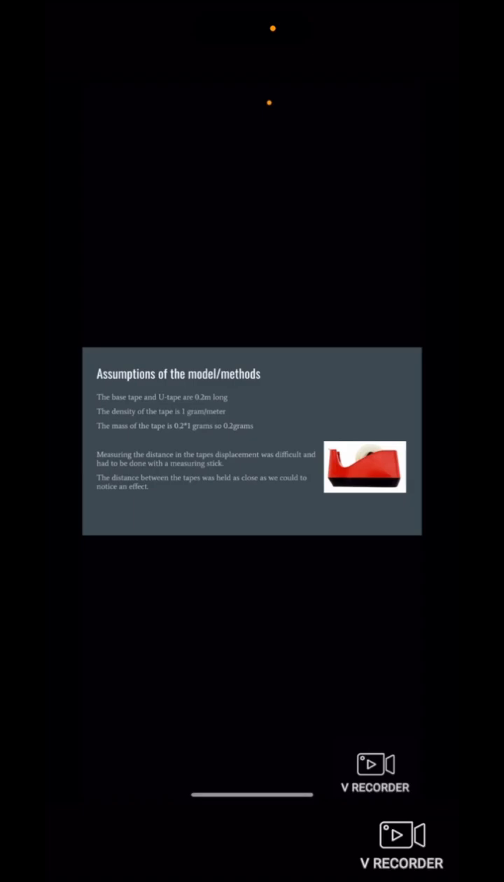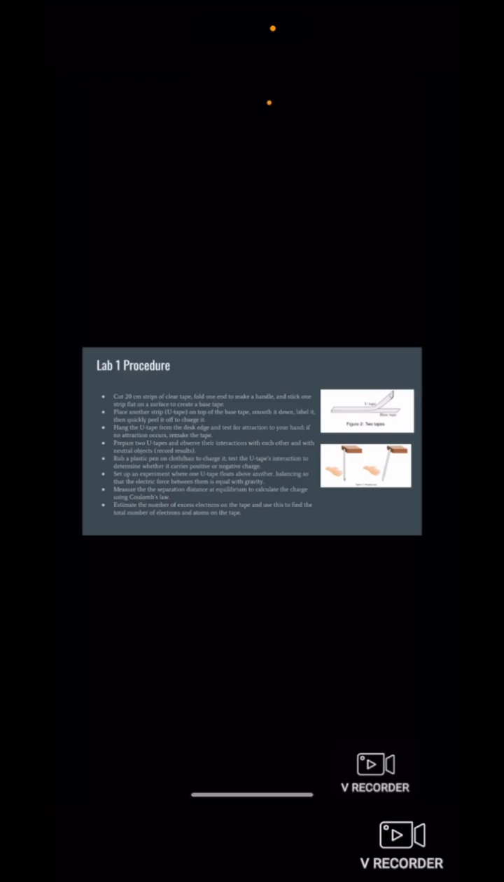Assumptions of the model, this is the same stuff that we used last lab as well. It's that the tape was 0.2 meters long, the density of the tape was 1 gram per meter, and so the mass was 0.2 grams. Now, the Lab 1 procedure is here just so that anyone can reference it if they want, but it was pretty much just charging tapes and then putting them close to each other to see the effects.